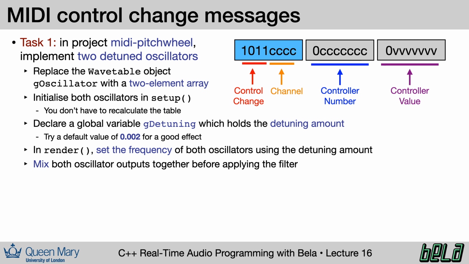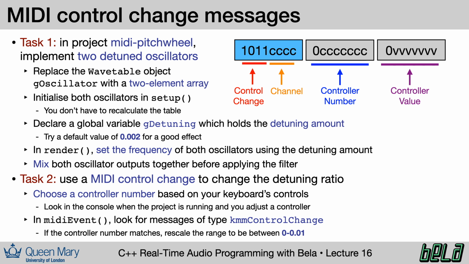Inside the render function, you'll need to set the frequency of both of these oscillators using the formulas we saw on the previous slide. You'll calculate the outputs of both oscillators, you'll mix them together, and then you'll apply the filter to the result. Once you've done that, you'll be able to hear the detuned oscillators in your synth, but the next step will be to control the detuning amount using a MIDI control change message. Here, the first thing to do is decide which MIDI controller number you're going to use to adjust the detuning. The easiest way to do this is just to run the project, turn one of the controls on your MIDI keyboard, and check the number that prints in the console.